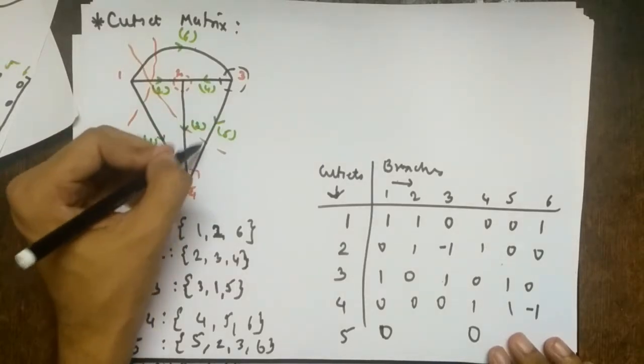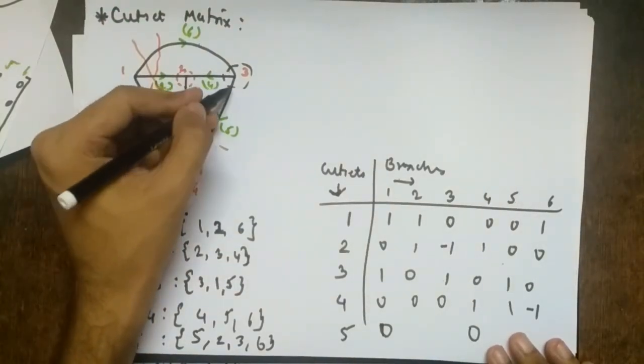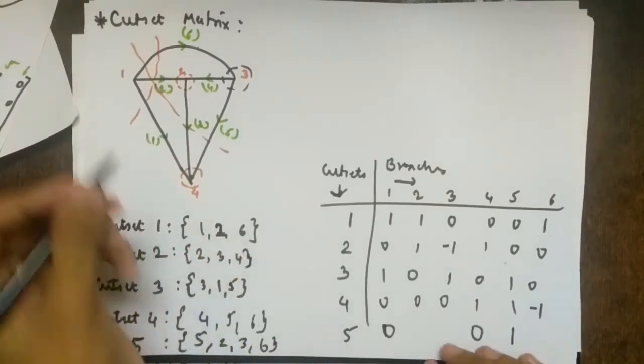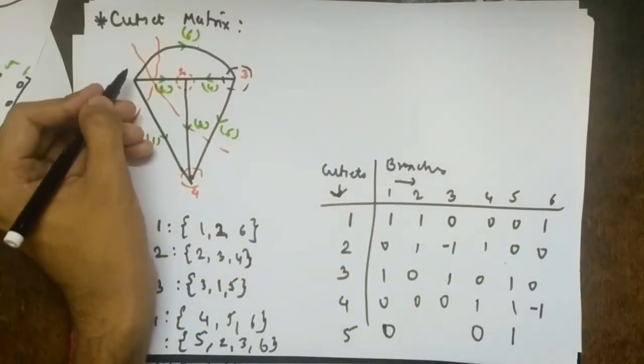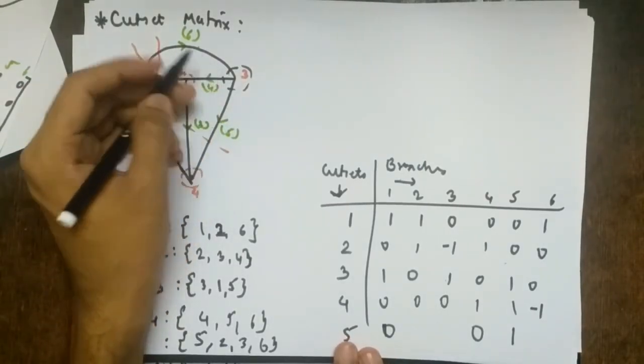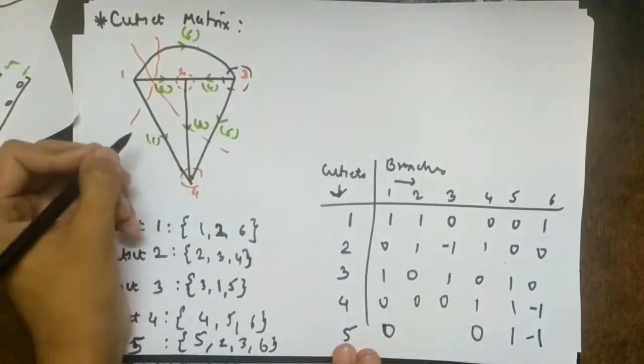So branch 5 is giving the orientation away from the node. So branch 5 should be 1, right? Branch 6 is going, so our node is 3. So branch 6 is going towards node 3. So opposite direction. So branch 6 is minus 1.